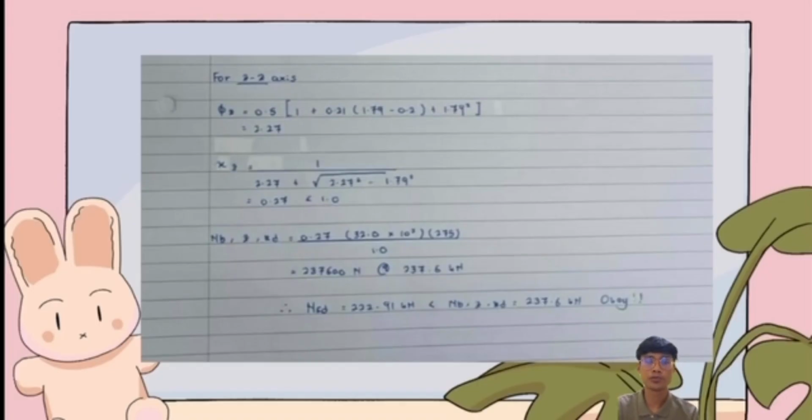Lastly we find the value for the ZZ axis. Like the YY axis, we use the formula and multiply with X, so we get a value of 0.27, less than 1.0. And last, we need to find the value of NBZRD, and we got the value. After that, we compare with NED, so the last answer is 222.91 kN less than NBZRD 237.6 kN. So the answer is okay, and that's all from me.